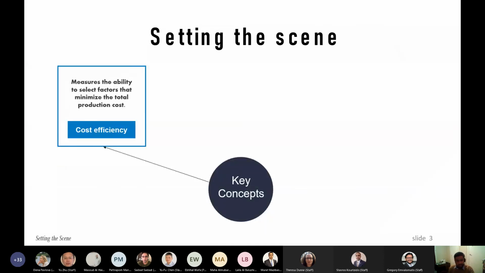Now, when we talk about cost efficiency in this paper, what we're talking about is an ability of a hospital or a healthcare provider to select various inputs that minimize the cost. That is what we're talking about cost efficiency, which is of course related to what we just discussed earlier on.